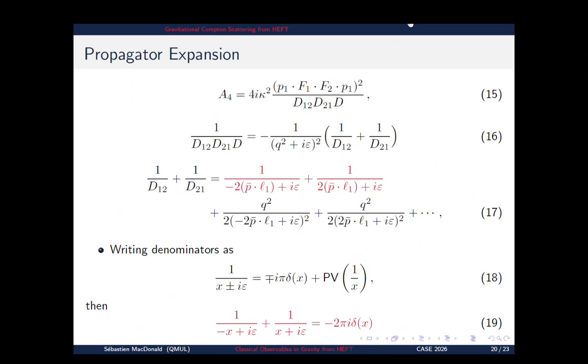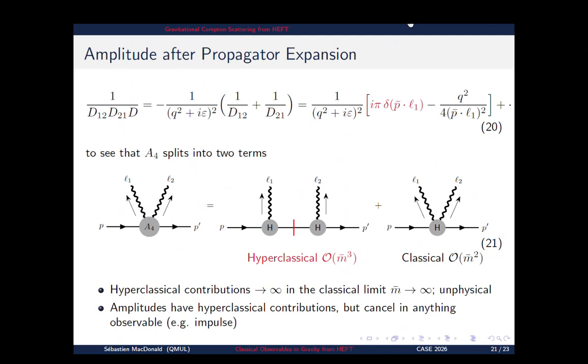Just using partial fractions, you can write this denominator as the sum of the two linear propagators. Now let's focus on how the two linear propagators combine. Notice that if we write our propagators in delta function principal value form, these give us a delta function. This almost looks as if we had gotten some amplitude in terms of barred variables and we had cut the massive propagator.